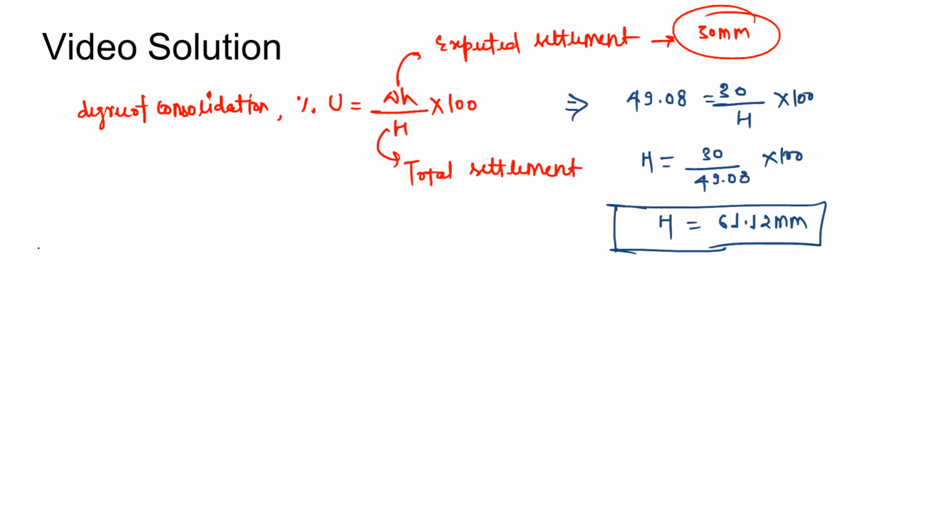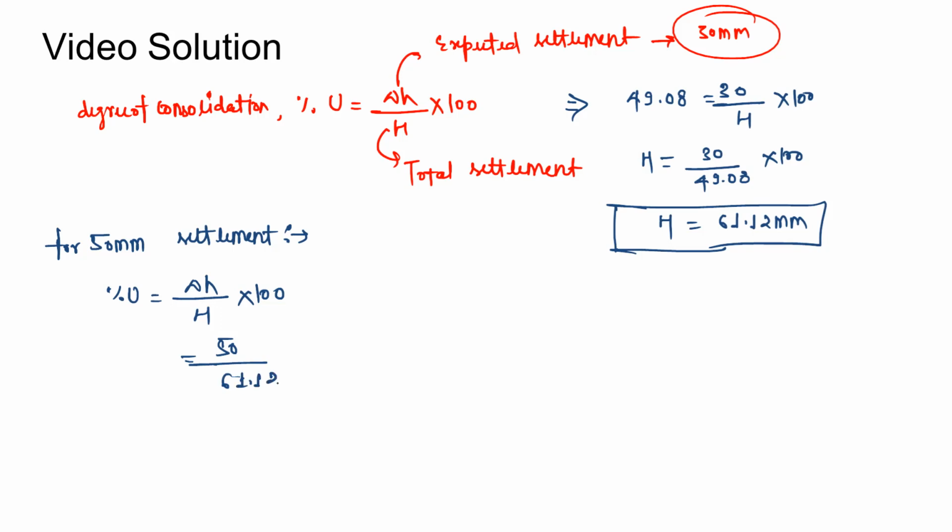Now in the question they have asked for 50 mm settlement. Calculate the degree of consolidation. So percentage U will be delta H upon H into 100. Delta H here is 50 mm and the total settlement is 61.12, into 100. So degree of consolidation is coming as 81.81 percentage. As we can see, percentage U is greater than 60 percentage.